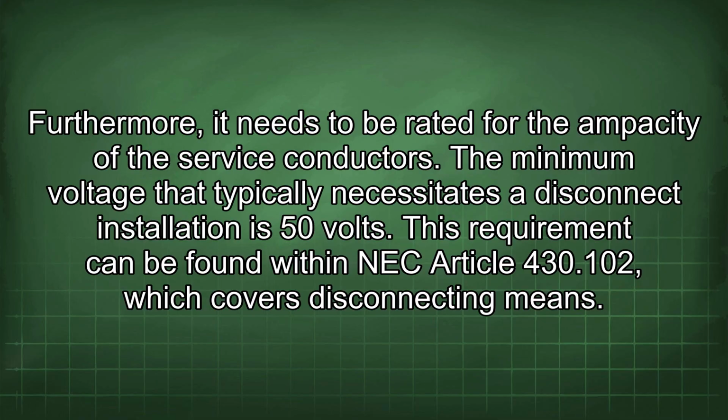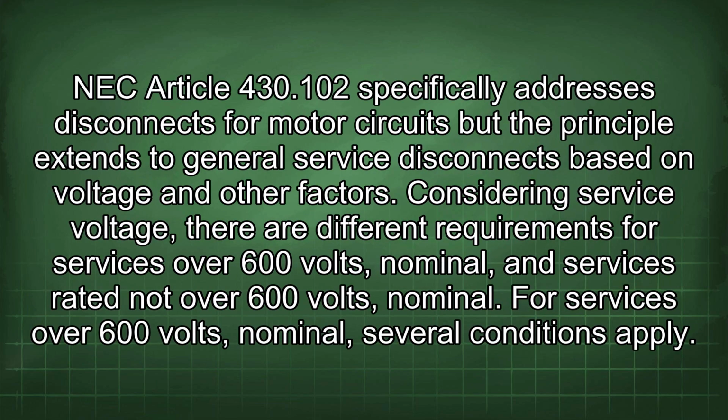This requirement can be found within NEC Article 430.102, which covers disconnecting means. NEC Article 430.102 specifically addresses disconnects for motor circuits, but the principle extends to general service disconnects based on voltage and other factors. Considering service voltage, there are different requirements for services over 600 volts, nominal, and services rated not over 600 volts, nominal.